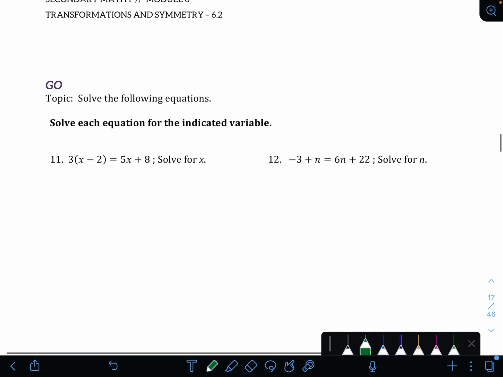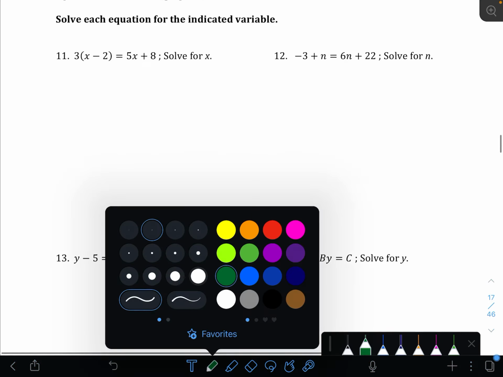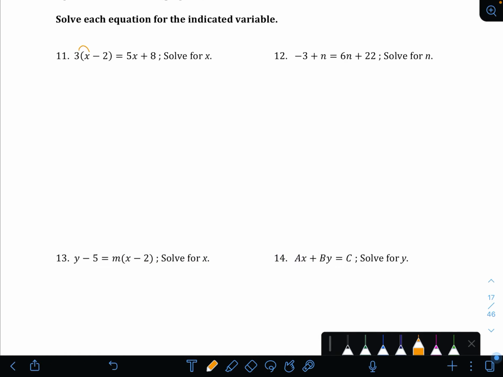My first step is I'm going to take that 3, and I'm going to multiply it by the x and by the 2. This is called distributing. So I've got to distribute that 3. And I end up with 3x minus 6 equals 5x plus 8. Okay? So that's the same equation as up here, just without the parentheses. I distributed it to get rid of those parentheses.